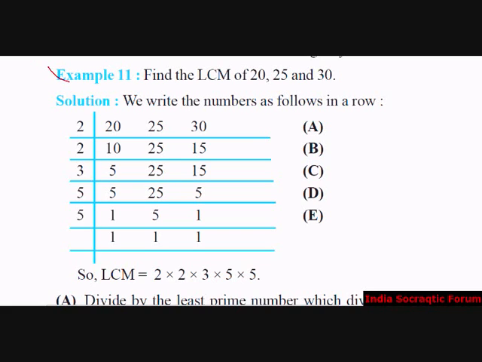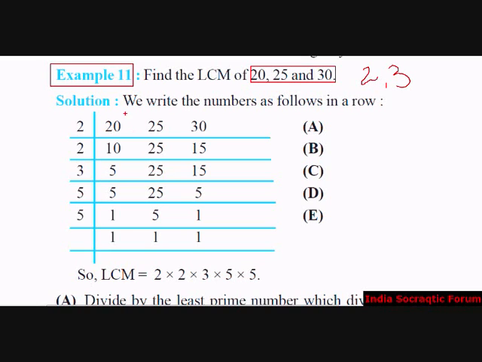Let's take example 11. In example 11, we have to find the LCM of 20, 25 and 30. Beautiful. So what is the difference? Last time we had 2 numbers. This time we got 3 numbers. That is the difference.